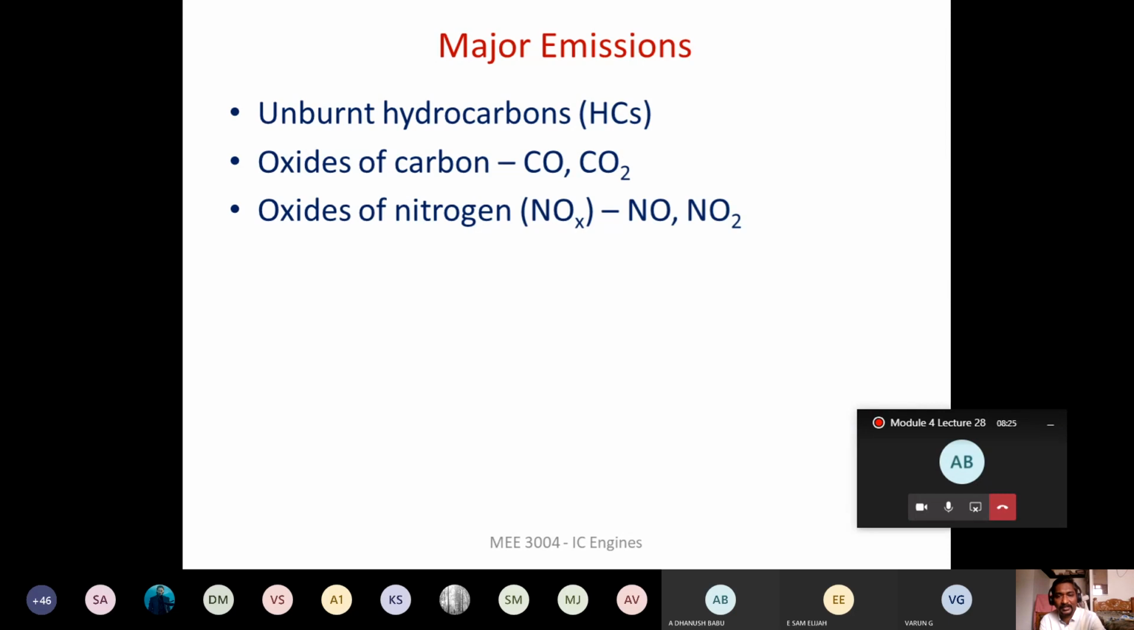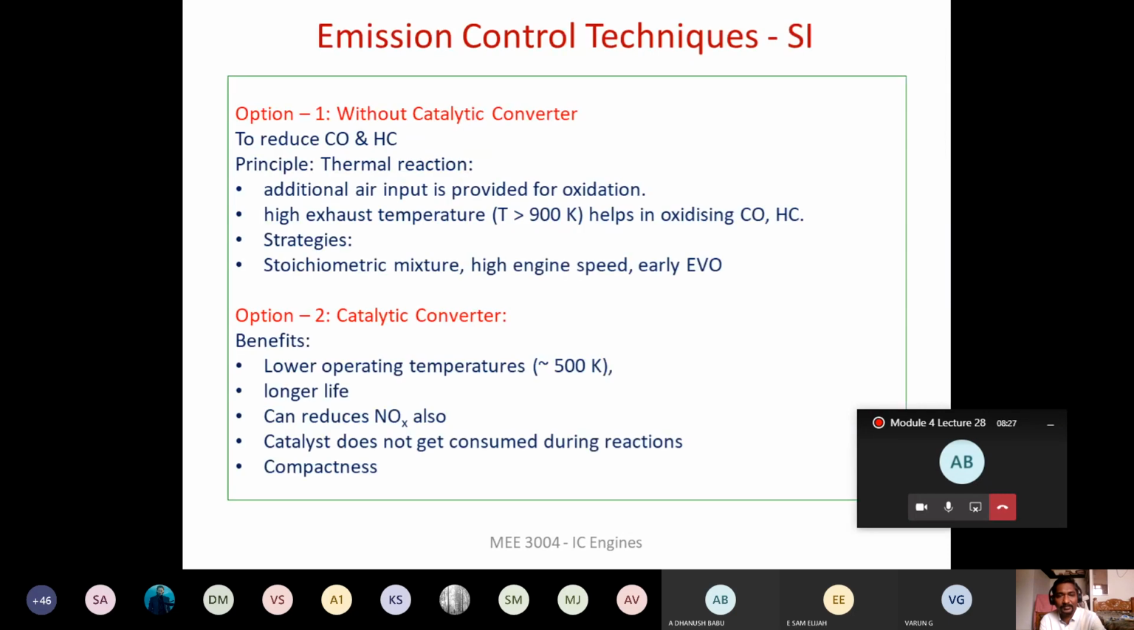The major emissions from the CI engine are unburned hydrocarbon, oxides of carbon, especially carbon monoxide, and oxides of nitrogen. So this we want to remove. Now the emission control technique, if you recollect in the case of SI engine, we have used a catalytic converter. This takes care of all the unburned hydrocarbon, carbon monoxide, and the NOx emission by having two stages of chemical reaction. Initially a reduction reaction, followed by an oxidation reaction.